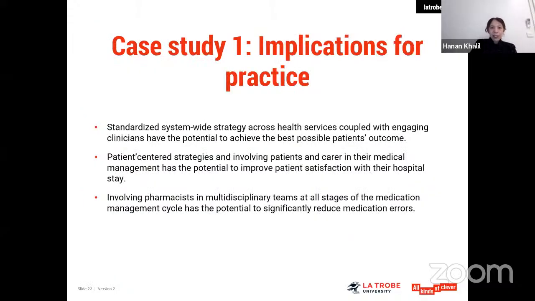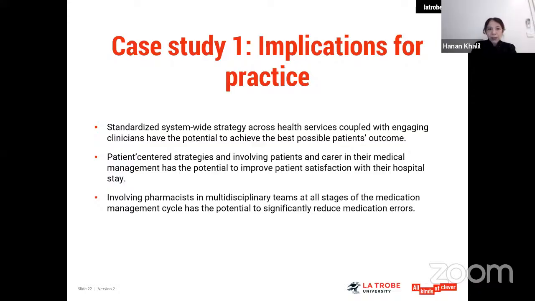And there was actually the implementation for practice. So the standardized system that was put in place had the potential to achieve the best possible patient outcome. And the patient-centered strategies also improved patient satisfaction, as I mentioned to you.